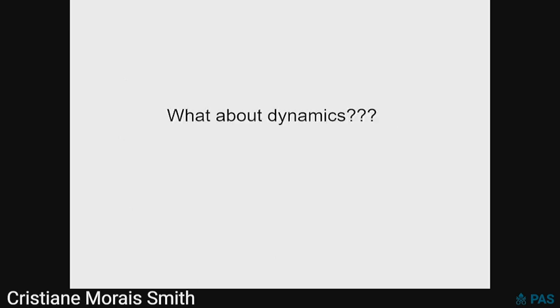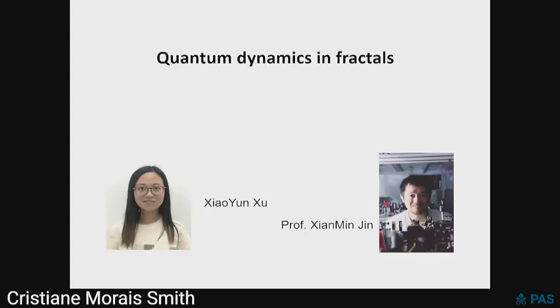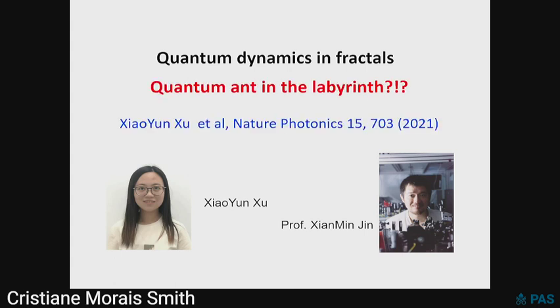What about dynamics? Now I need to go to a different type of system. And for this, we are going to use waveguides. This was done in collaboration with the group of Shan Mingjin in Shanghai, and Xiaoyong Shu was the main experimentalist. I like to call this problem the quantum ant in the labyrinth, because in the 80s, Dejean and many others were studying a lot of fractals, but those were classical fractals. The question is now, when we look at quantum fractals, are there differences?